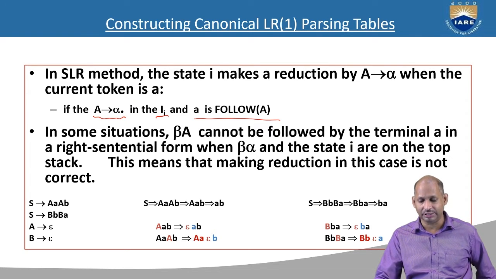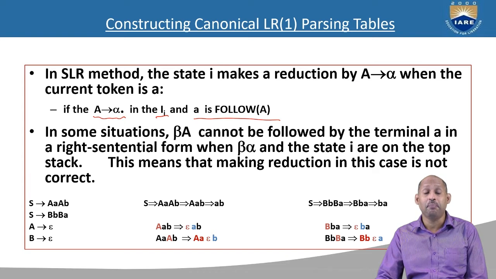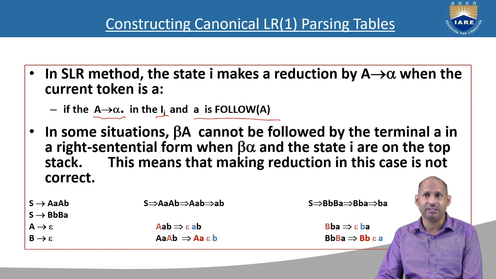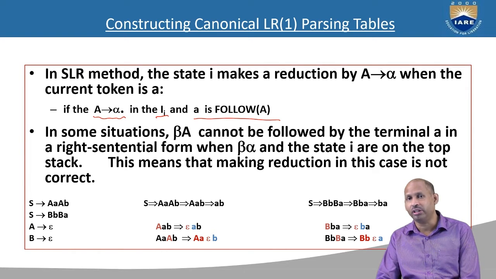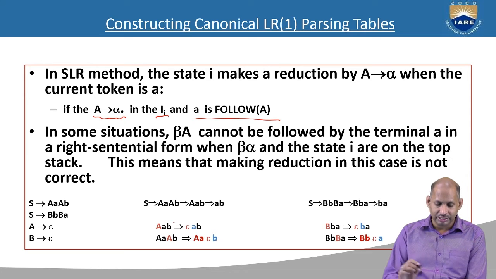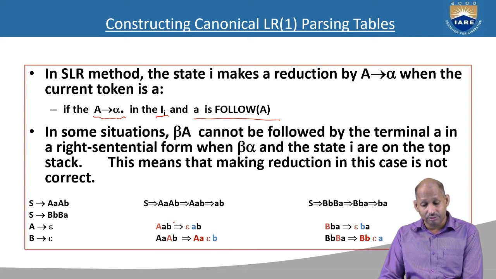Here, in some situations there might be multiple possibilities. Beta A cannot be followed by the terminal a in a right sentential form. Then beta alpha and state I are on the top of the stack. This means that making a reduction in this case is not correct. So following that previous one, there may be multiple possibilities, so it may differ the derivation.